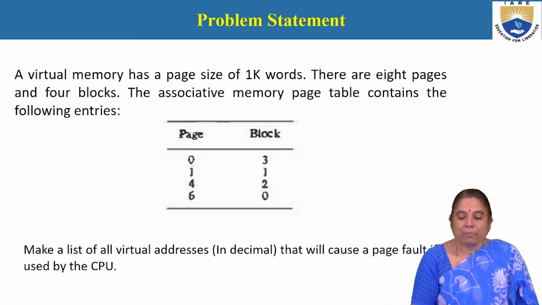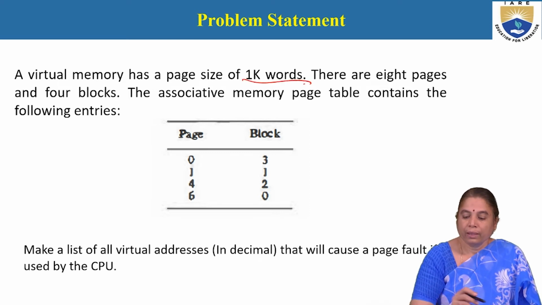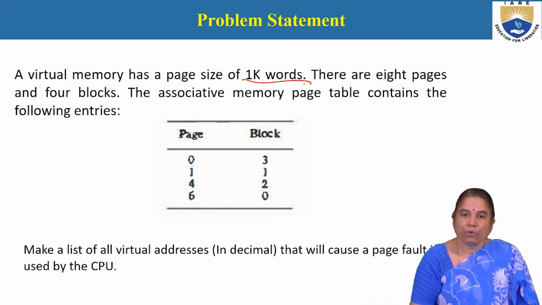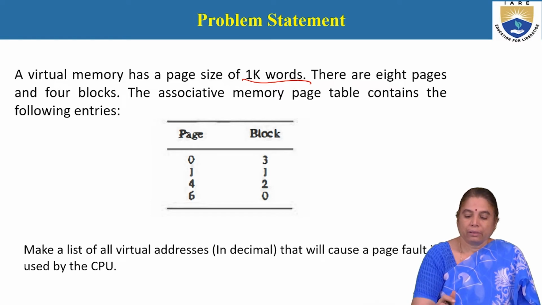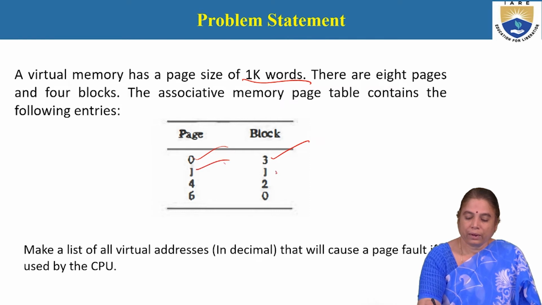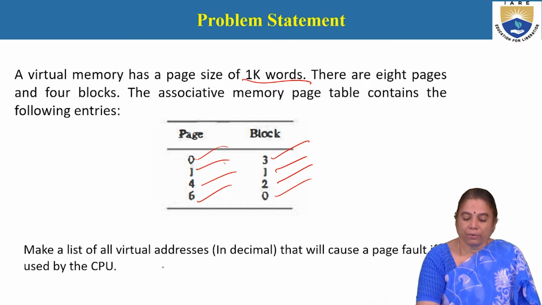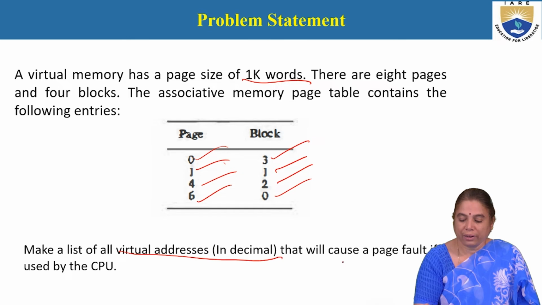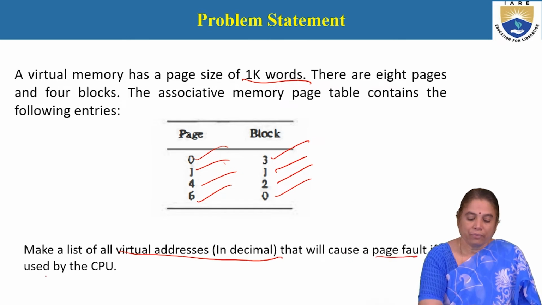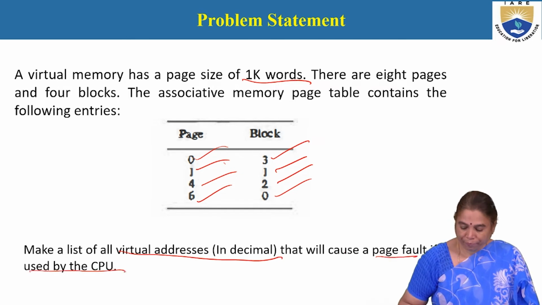Next, a virtual memory has a page size of 1K words. There are 8 pages and 4 blocks. The associative memory page table contains the following entries. The page table: page 0, block 3; page 1, block 1; page 4, block 2; page 6, block 0. Make a list of all virtual addresses in decimal that will cause a page fault if used by the CPU.